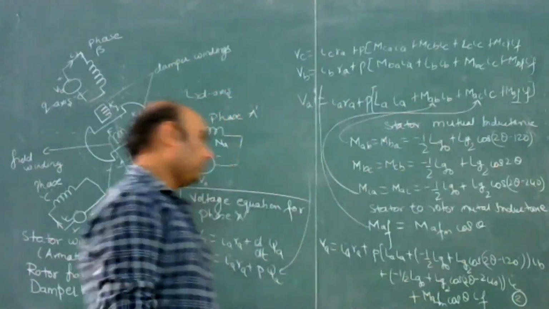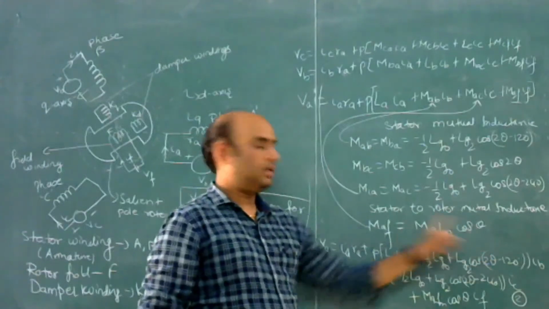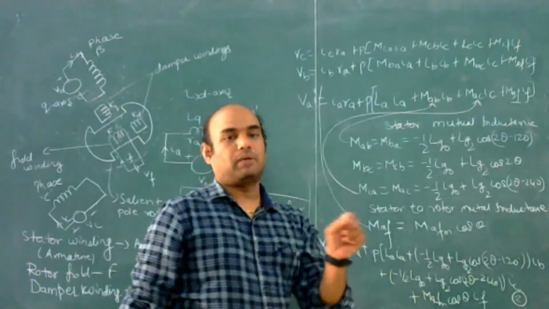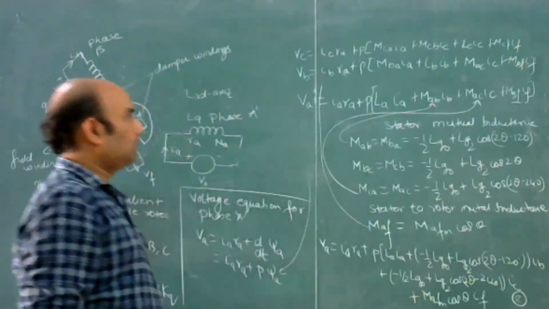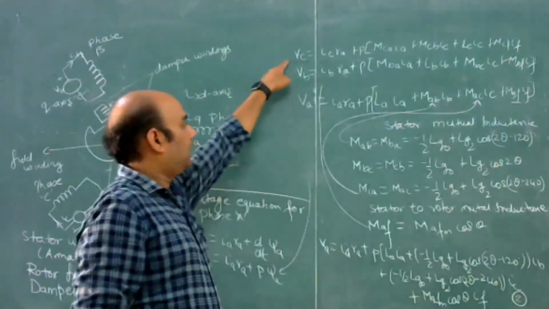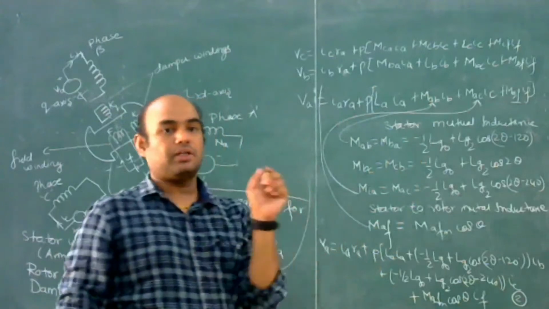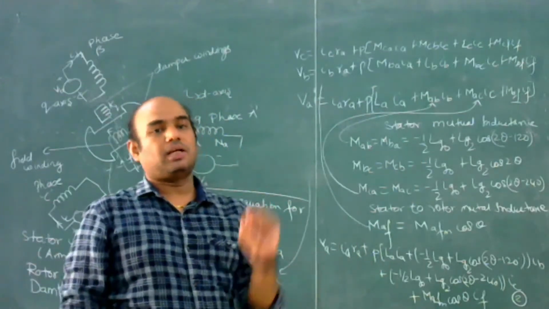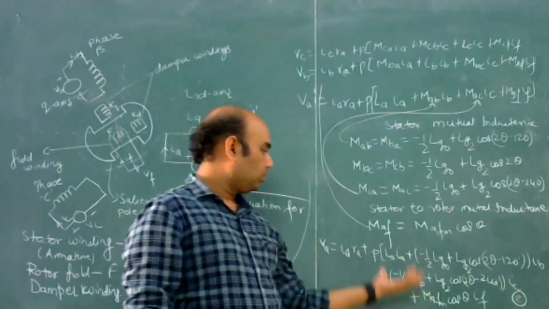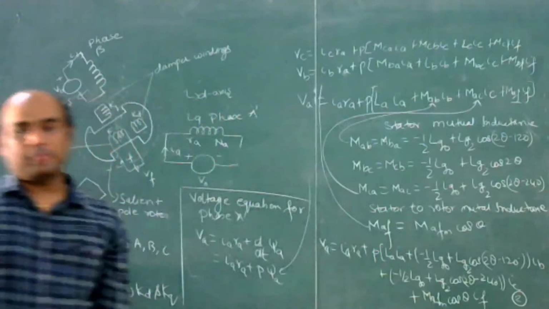Okay. So MBF will be MAF cos(theta - 120), and MCF will be equal to MAF cos(theta - 240). So you can find similar values like this for B and C by substituting the values of stator mutual inductance and stator to rotor mutual inductance. Okay, so you can calculate the voltage equations like this.